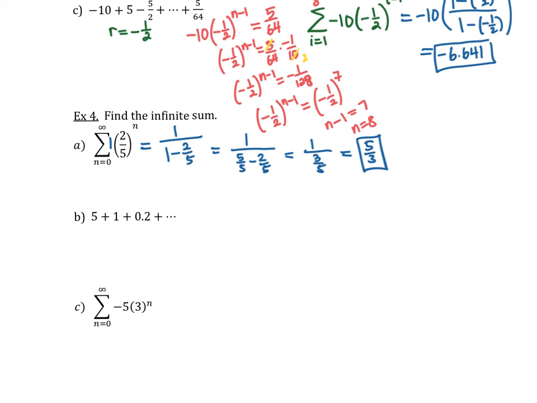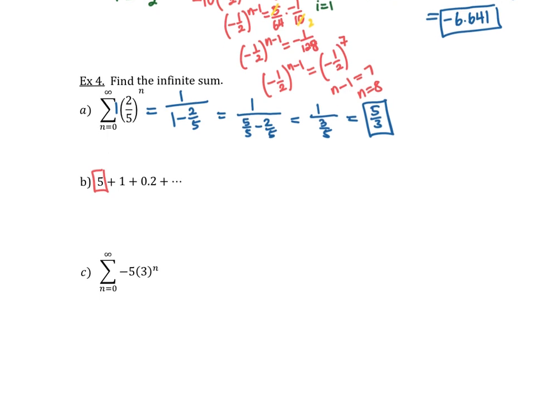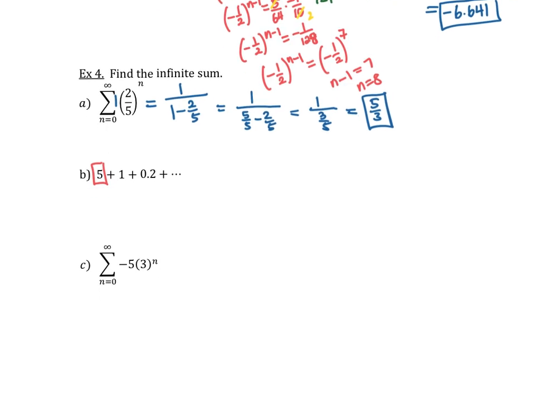For b, it's also an infinite sum. So let me consider what I need. I need the first term and I need the r. I have the first term. The first term is the 5. I need to figure out what the r is, and I can just do that by inspection, by looking at it. If I go from 5 to 1, I'm dividing by 5, so r must be 1/5. So if I want to find the summation of this sequence, it would be the first term divided by 1 minus r.